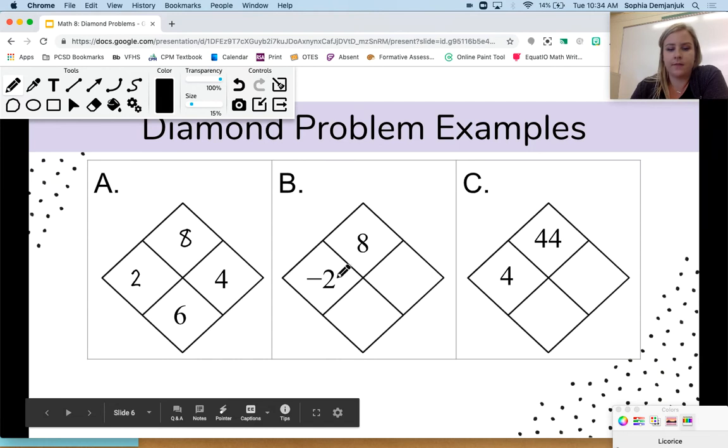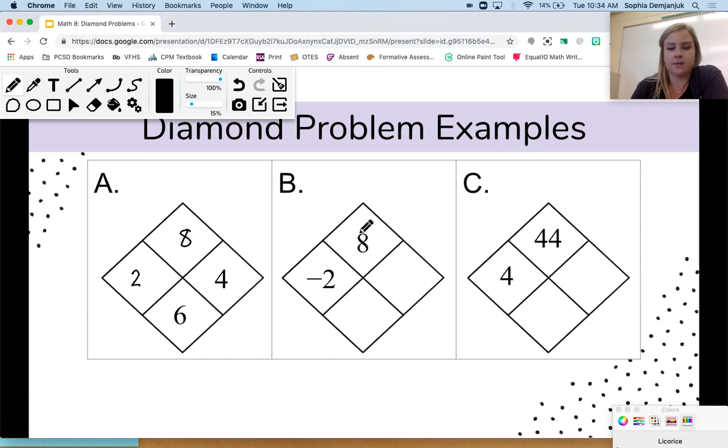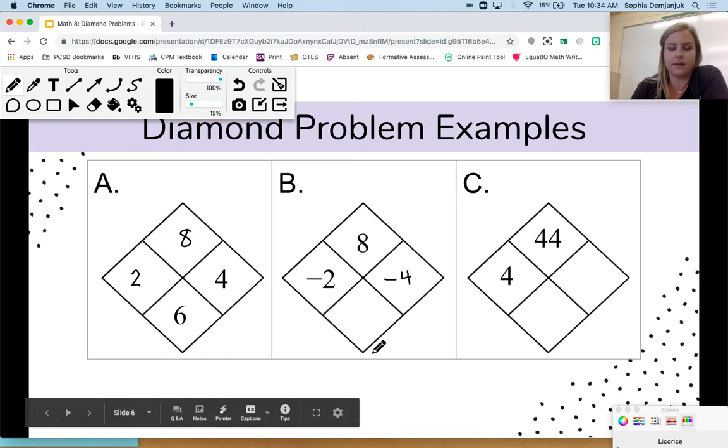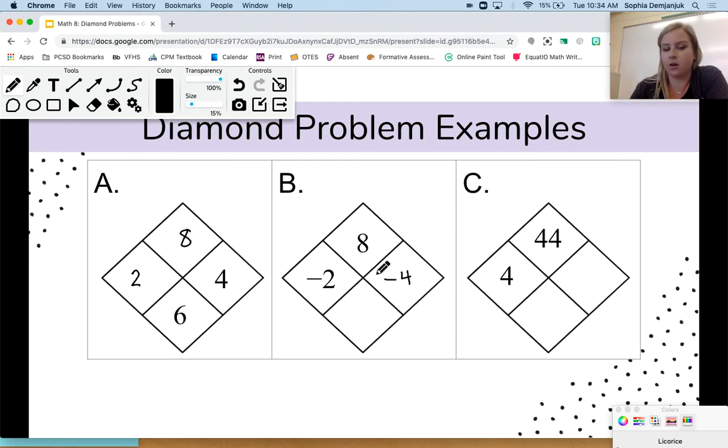For B, we have negative 2 and we have the top piece. So we know that the product of negative 2 and something else is 8. So negative 2 times what gives me 8? I need negative times another negative so that it goes back to positive, and 2 and 4 multiply to give me 8. So negative 2 times negative 4 gives me positive 8. If I were to have forgotten this negative sign, it would be incorrect because this would have to be a negative 8 up there and it's not. Your bottom piece, negative 2 plus negative 4, same sign stays negative. 2 plus 4 gives me 6.